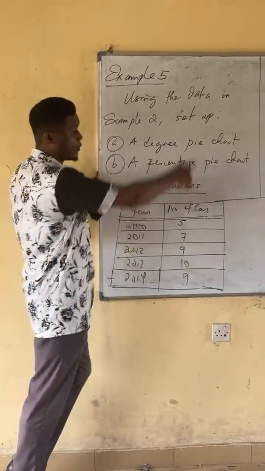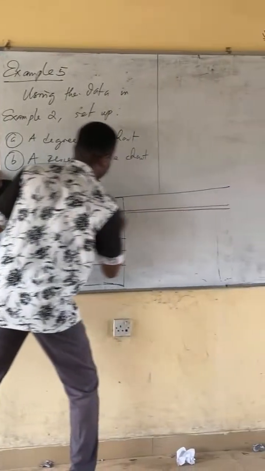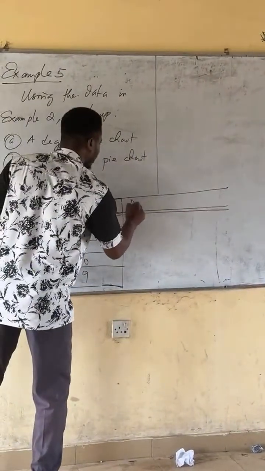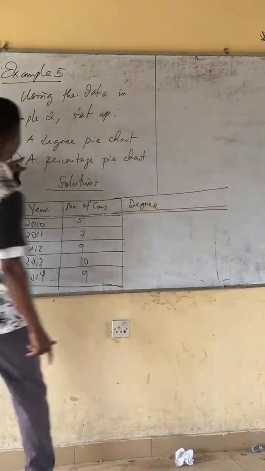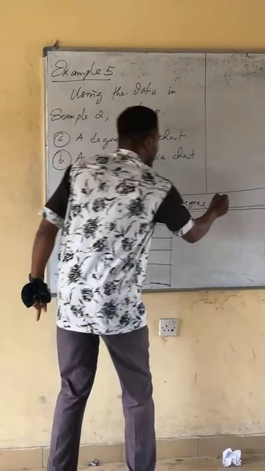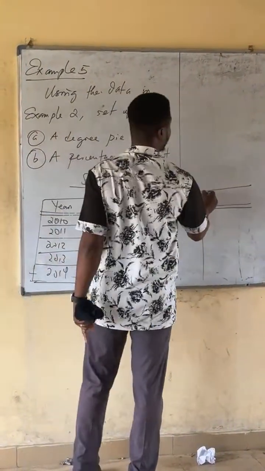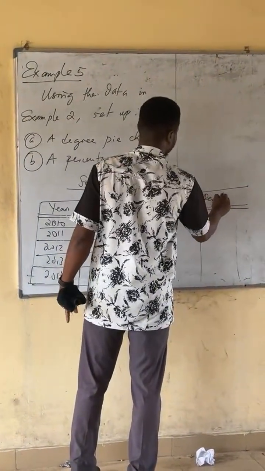See what I'm going to do. We are going to continue the table above. So this is what I'm going to do. I'm going to create a space and call it degree, because the pie chart requires 2, right? Degree and percentage. I'm going to call one space degree. Give enough space for it because you are going to do your calculation there. I'm going to call another space percentage.